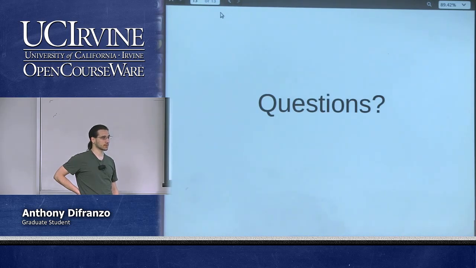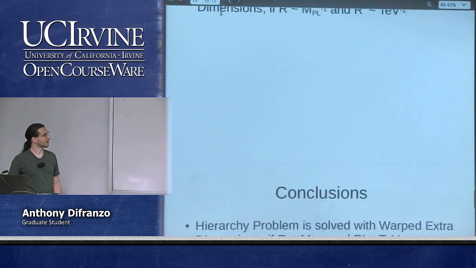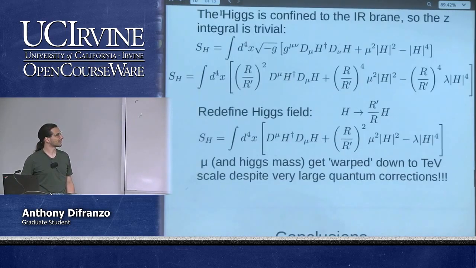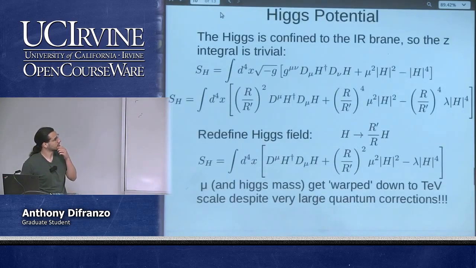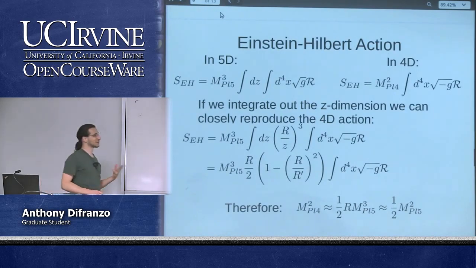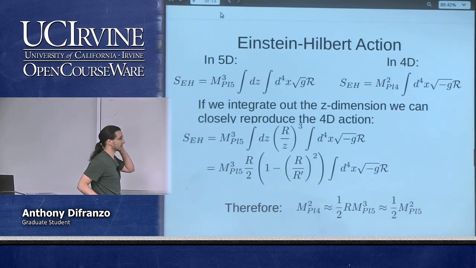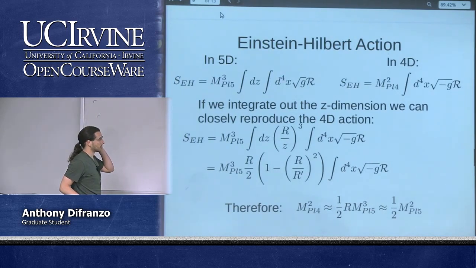Maybe answer my question. Anthony, when you were integrating the 5th dimension out of the Einstein-Hilbert action, can you go back to that slide? Sure. I did something a little bit cheeky, yeah. Oh, you did? I did, partly because a lot of reviews, I'm not sure if they do it correctly. So I tried my best to do something that made sense, and the result is still the same, even if I have a power mistake.